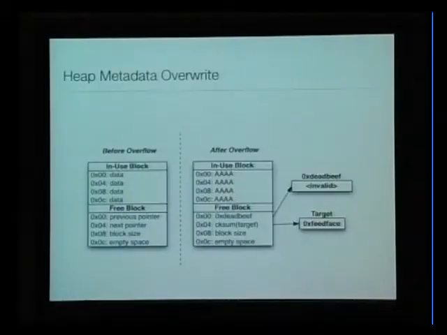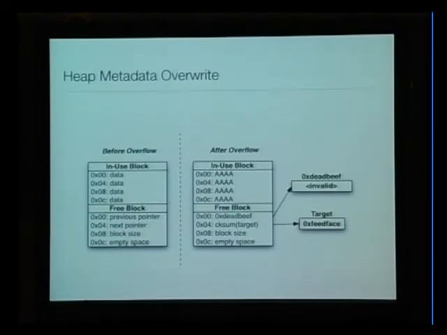So, to give a picture of this: on the left, we have an adjacent in-use heap memory block and free block before there's an overflow. In the in-use block, there's just data. And the free block has the values for the previous pointer, the next pointer, and so on.